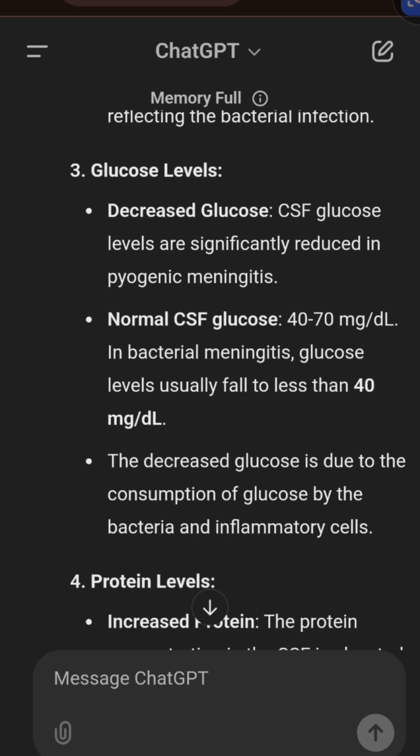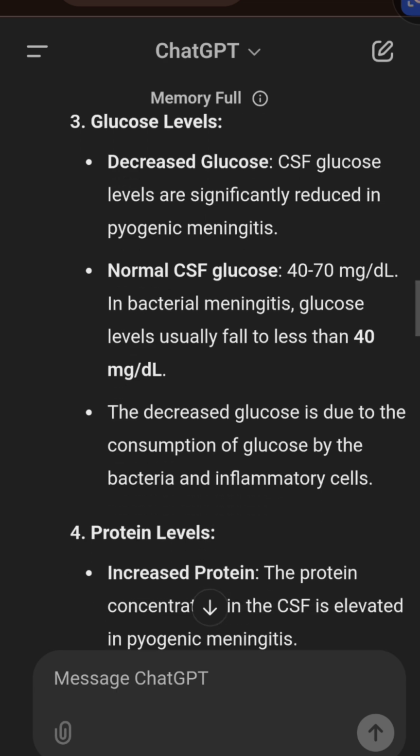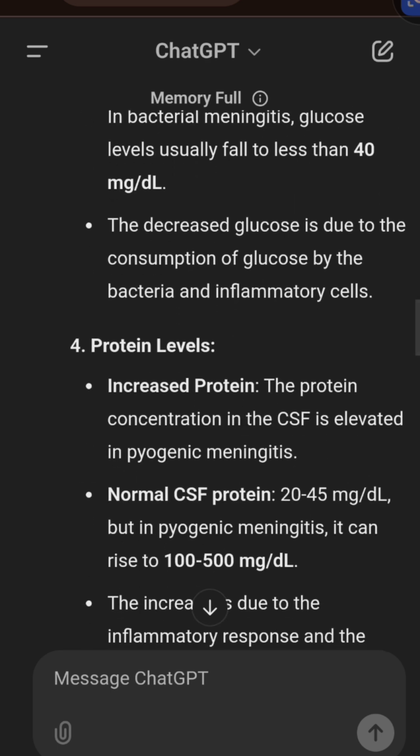Glucose level: decreased. CSF glucose levels are significantly reduced in pyogenic meningitis. Normal CSF glucose is 40 to 70 mg per dL. In bacterial meningitis, glucose level usually falls to less than 40 mg per dL. This decreased glucose is due to the consumption of glucose by the bacteria and inflammatory cells.